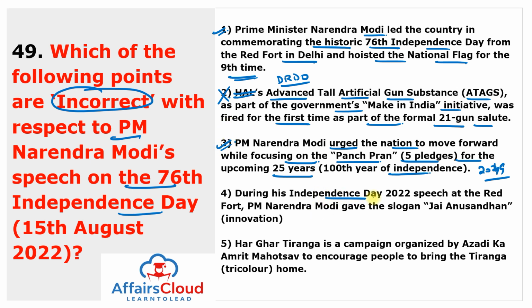And during this Independence Day 2022 speech at the Red Fort, Prime Minister Narendra Modi gave the slogan of Jai Anusandhan. This statement is also true. Next is Har Ghar Tiranga is a campaign organized by Azadi Ka Amrit Mahotsav to encourage people to bring Tiranga home. So this statement is also true. And what is the meaning of Jai Anusandhan? Jai Anusandhan means innovation. So all the statements are true, but the second statement is wrong. So the only incorrect statement is second.